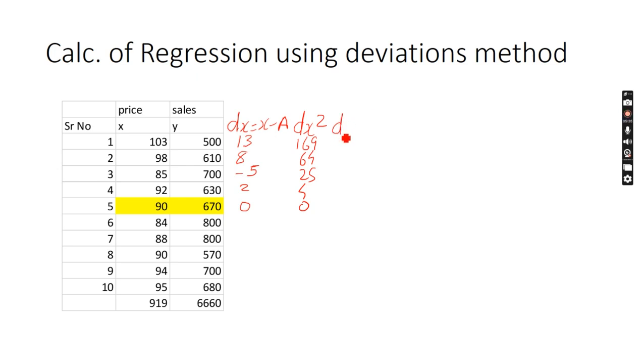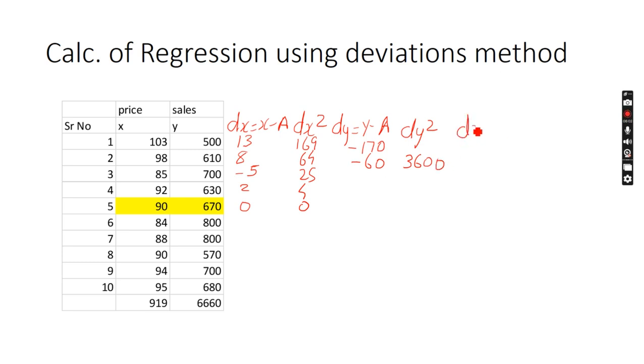Now next I need dy. dy is y minus a. How do I find? 500 minus 670 is minus 170. Take a square of that, that is your dy square. 610 minus 670 is minus 60. So the square of that would be 3600.